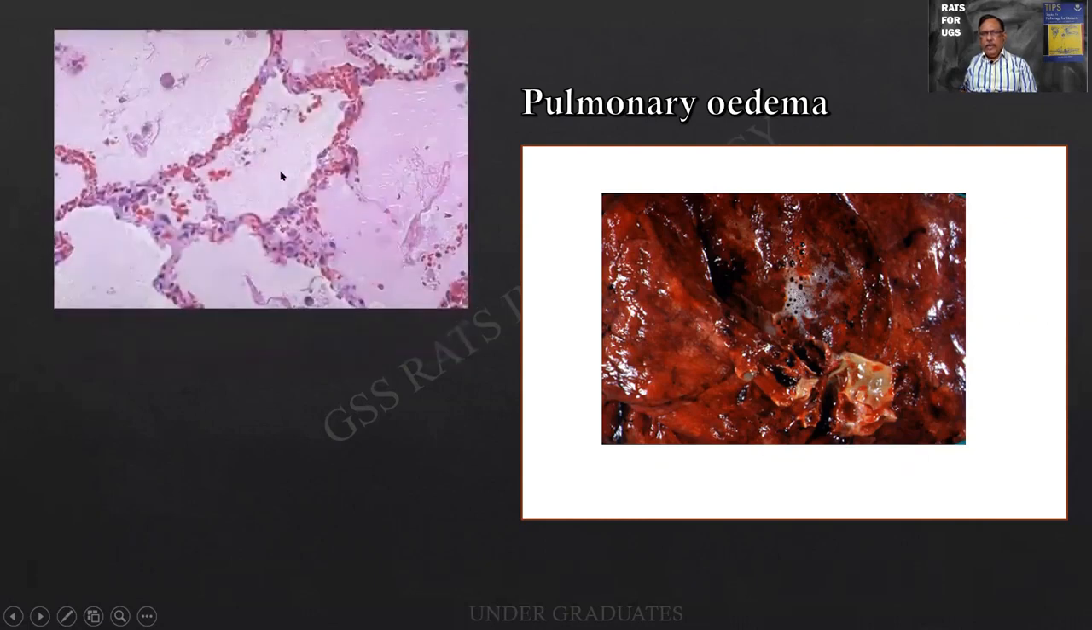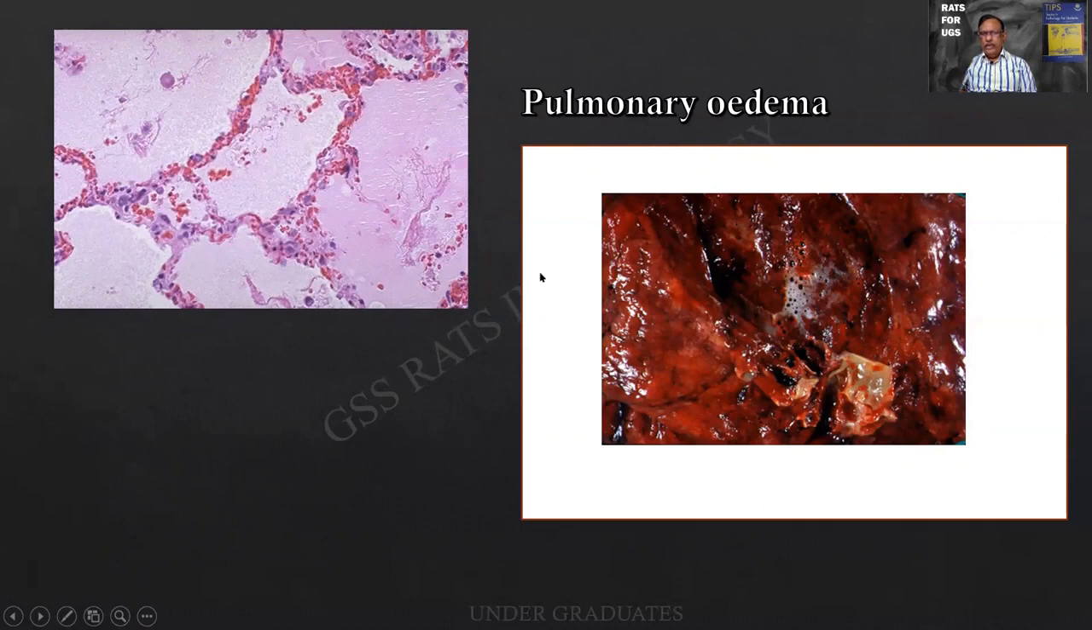And microscopically, these are the alveolar spaces. These are the alveolar septae, and they are having red spaces. No, they are engorged capillaries. Engorged means swollen with blood because of stasis. And there is a permeation of fluid into the alveolar space.